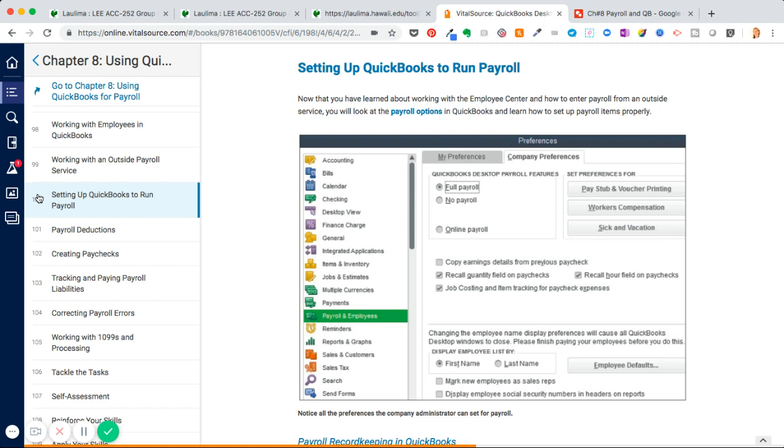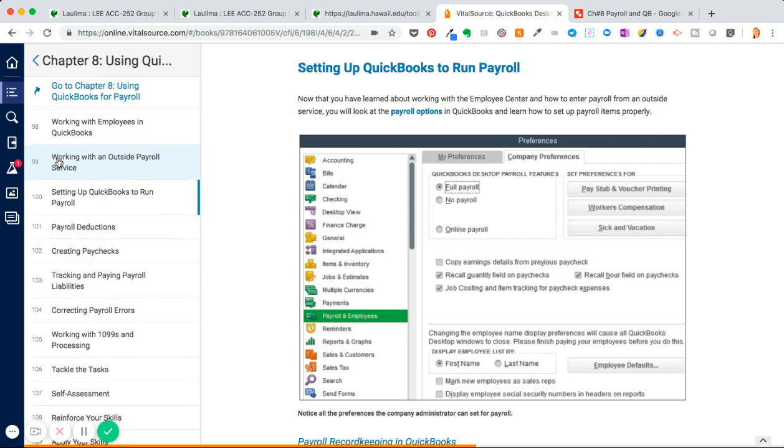Sometimes they can even cut the checks directly from your bank account. And in that case, you're still just entering the check in QuickBooks so that it matches what the payroll company is doing, right? You're just making QuickBooks match in the overall accounts.